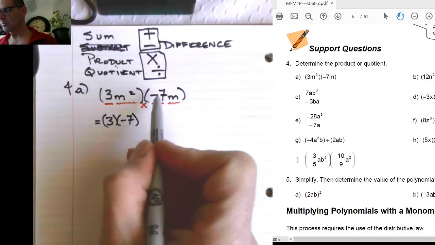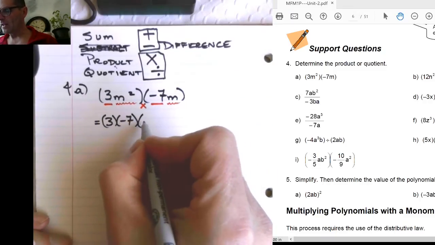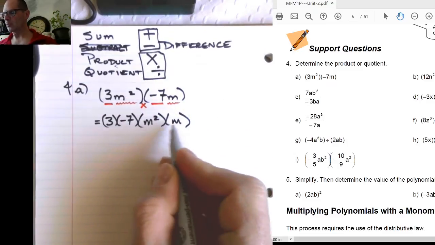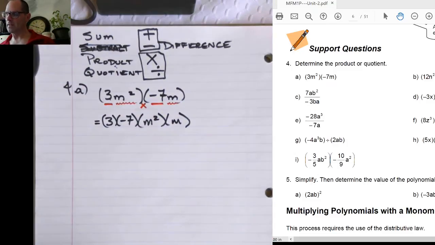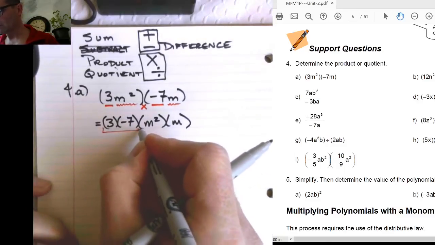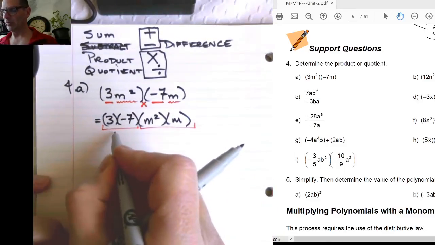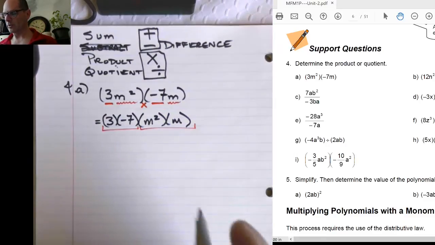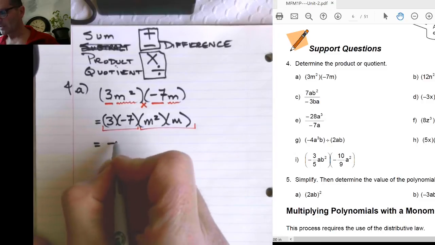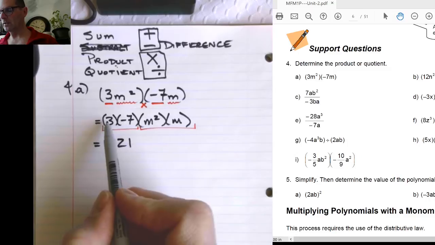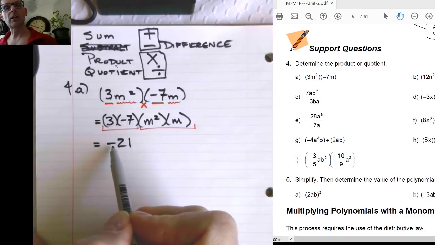The coefficients multiply, and then the letters, or the algebraic portion of the term, multiply each other. So this is like two little questions built into one, where we deal with the coefficients and we deal with the letters, or the algebraic part of the term. And so this becomes negative 21. 3 times negative 7 is negative 21. A positive times a negative becomes a negative.